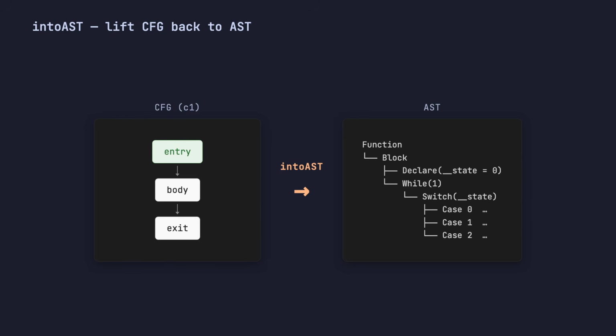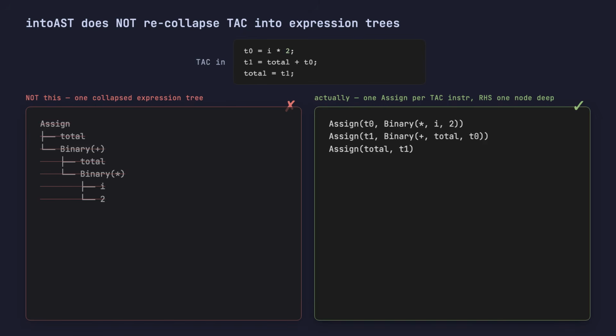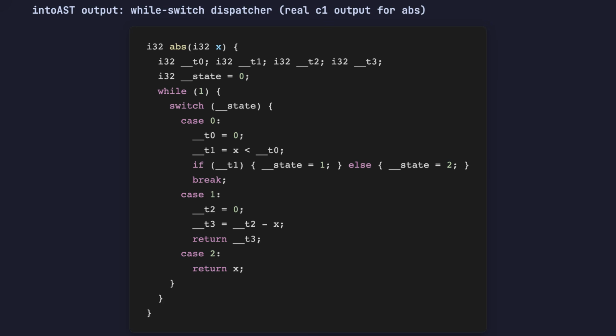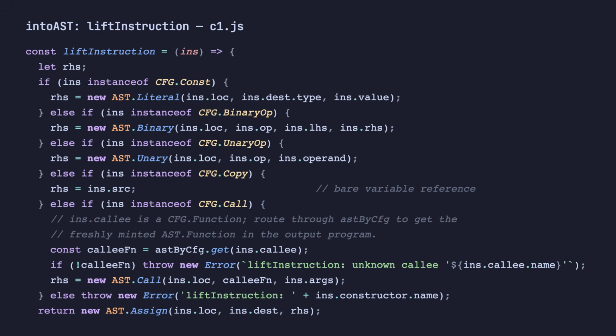The TAC, T0 equals I times 2, T1 equals total plus T0, doesn't get collapsed back into total plus I times 2. That's a harder problem, and we will solve it later, likely in an optimization video. Instead, intoAST emits 1 AST assignment per TAC instruction, wrapped in the while switch dispatcher form we saw in the last video. Each TAC instruction becomes 1 assignment with 1 node deep right-hand side.